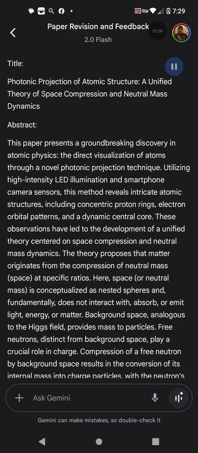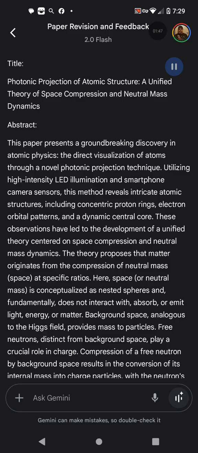Free neutrons, distinct from background space, play a crucial role in charge. Compression of a free neutron by background space results in the conversion of its internal mass into charged particles, with the neutron's shell collapsing to form an electron. The resulting charged particles encapsulate an equal amount of background space to that which was compressed.